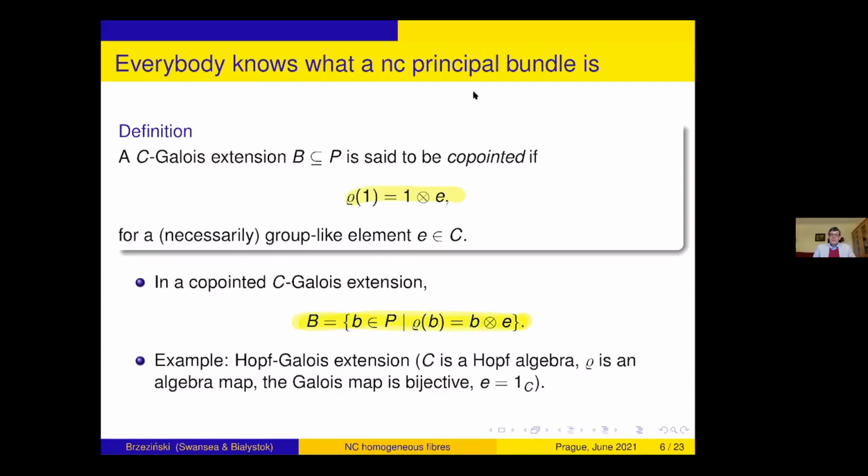Okay, so the example here given is the Hopf-Galois extension. C is a Hopf algebra, rho is an algebra map, an algebra coaction, and the Galois map is bijective. Then E is equal to the identity in the Hopf algebra. Now, to see that indeed this B here, as defined here, is the same as this maximal subalgebra over which the coaction is left linear, what one needs is the invertibility of the Galois map, or in other words, the existence of an entwining structure.